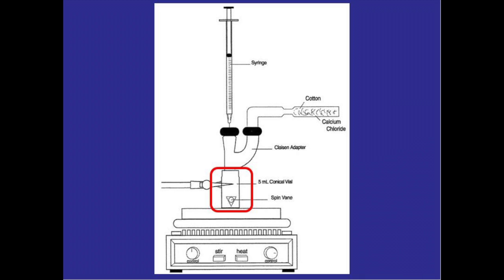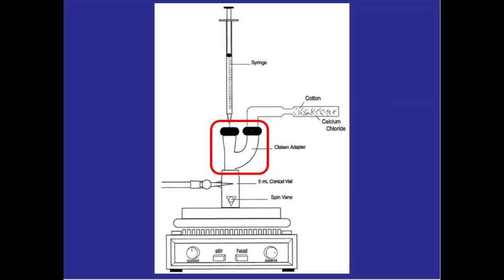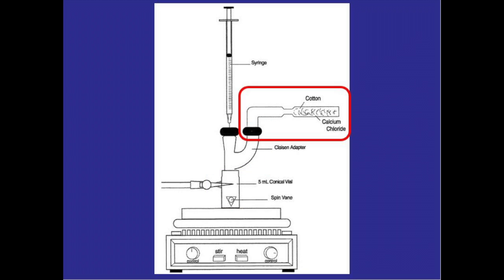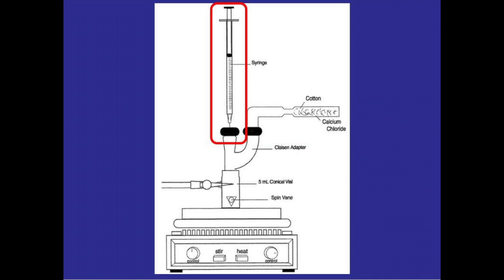We'll have our conical vial where our reagents will be attached to a Claisen head adapter, which has 2 parts. The first part will be attached to a drying tube so that it can absorb water from the atmosphere. The second part will be attached to a cap and a septum so that we can add our reagents through a needle and a syringe, therefore not exposing them to any moisture in the atmosphere.